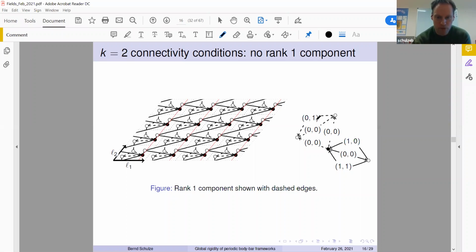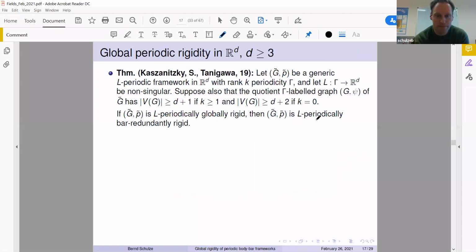I will not give you the proof of these combinatorial characterizations. It's a complicated proof, and I've talked about this before, but I wanted to mention this recent result.